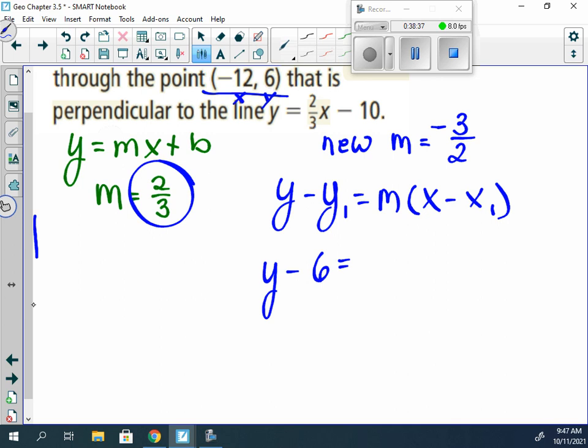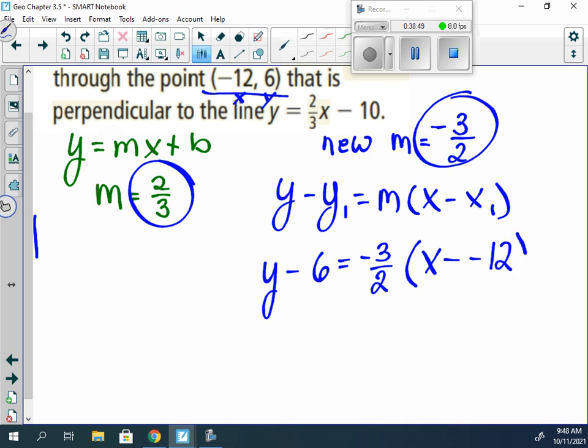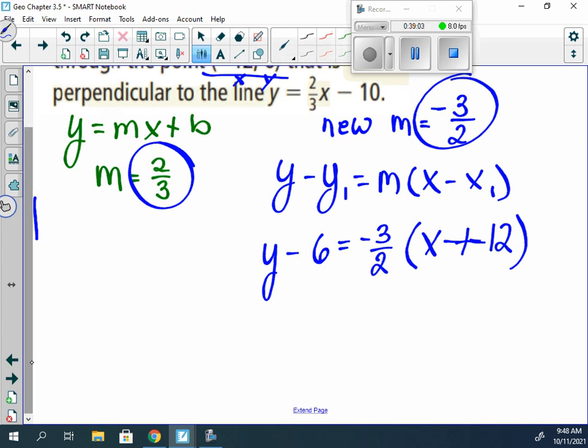So we'd have y minus 6 equals, our slope is, so we'd plug that in for m, -3/2, parentheses x minus -12. Any question on how we got to this point here? Well, the negative and negative would make a positive. So we really have x plus 12 inside the parentheses.